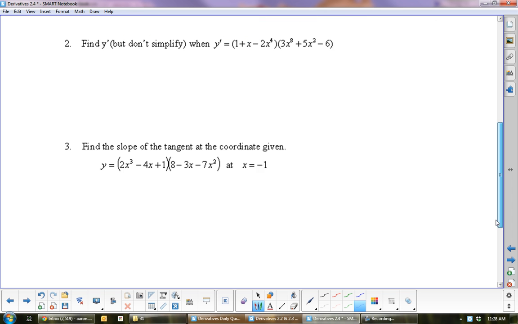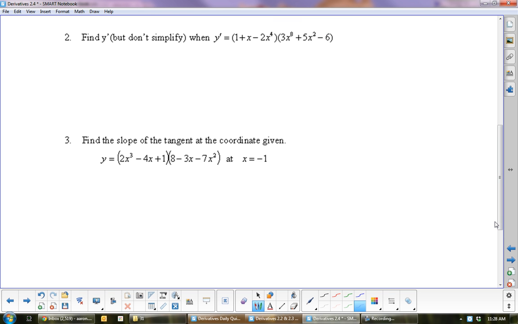Now, number 2, in comparison, is quite an easy question because you can do it all in one line and there wouldn't be any simplifying after. Okay, so if we call this the first, this the second, right? So if we do first times derivative of the second, so oh, sorry, you guys, this question was, there shouldn't be a prime sign there, obviously. If it gave me the derivative, I'd be done already. Okay, so y prime equals, first is 1 plus x minus 2x fourth times the derivative of the second would be what?